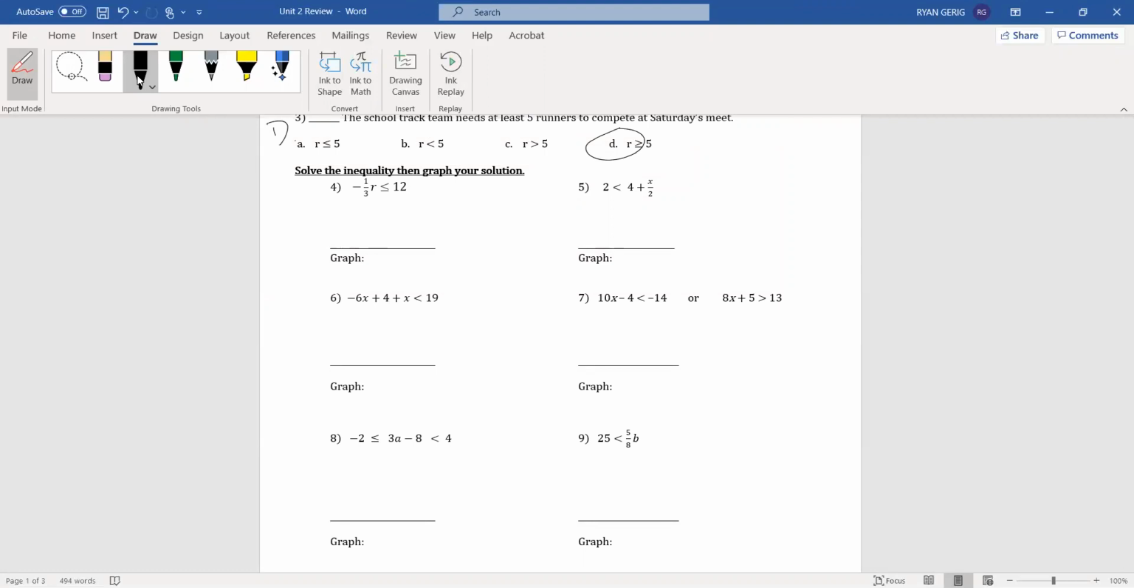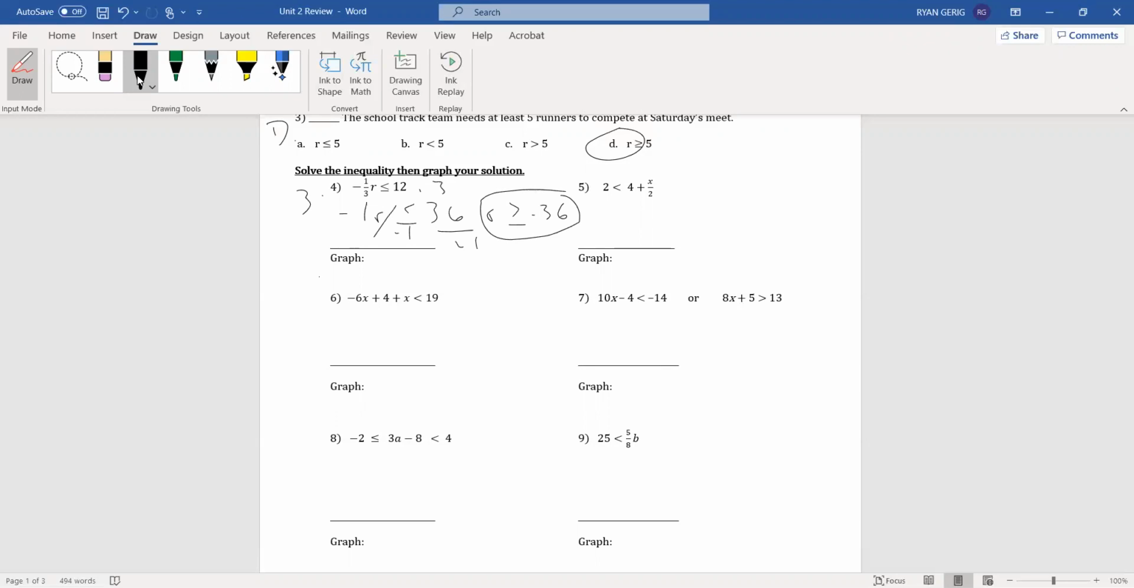First one, I'm going to get -1/3 to the other side. I could divide by -1/3, but I wouldn't. I would clear the fraction. I'm going to multiply both sides by 3. That's going to give me -1r is less than or equal to 36. And then I'm going to divide by -1. It's going to be r is greater than or equal to -36. Okay, remember, the sign flipped because I divided by a negative.